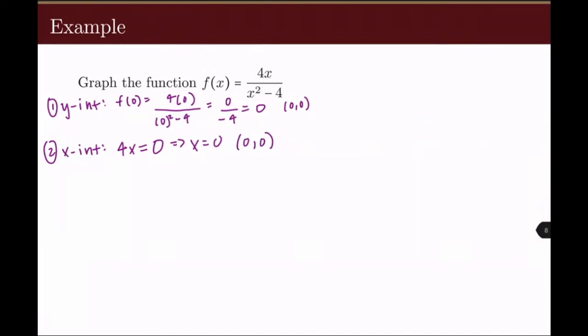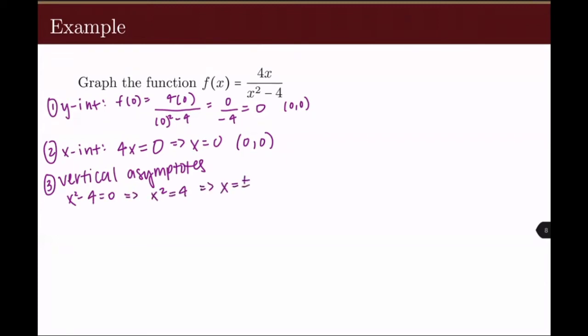All right, now we want to identify the vertical asymptotes. So step 3 is going to be vertical asymptotes. So that means we're going to have to find the zeros of x squared minus 4. That's going to be x squared equals 4, which means x is going to be plus or minus 2, right, if we take the square root of both sides. So those are my vertical asymptotes.